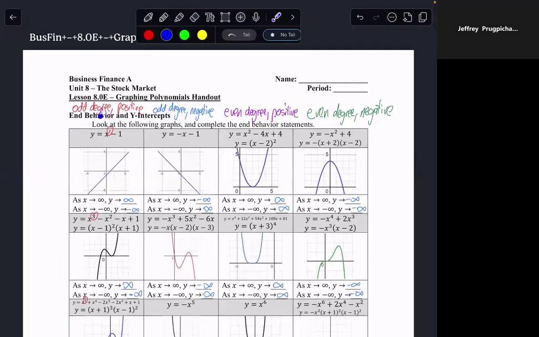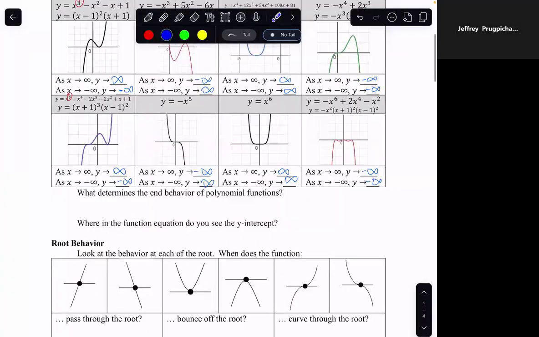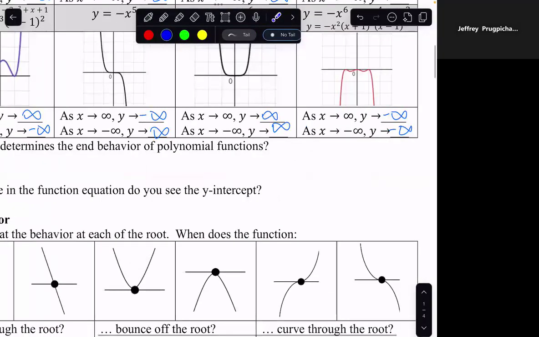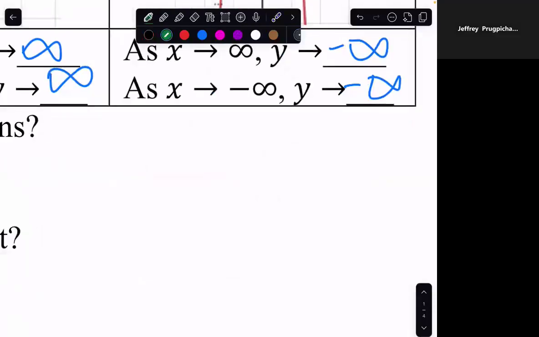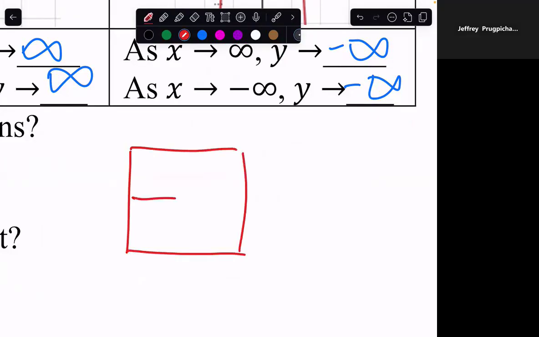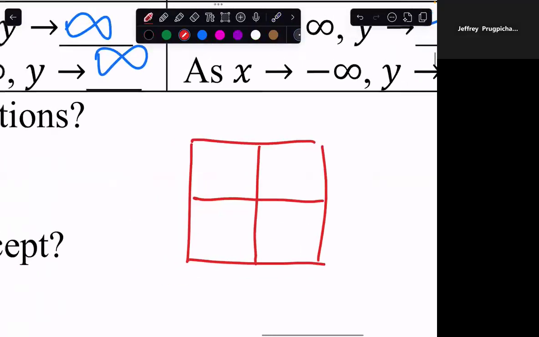Okay, so great. We were able to see that the end behavior can be determined by two things: whether the degree is odd or even, and whether that highest exponent term is positive or negative. Okay, so going forward, we should be able to very quickly determine the end behavior of any function. Okay, so down here, we're going to make a little chart to represent this. It's a little 2x2 box.